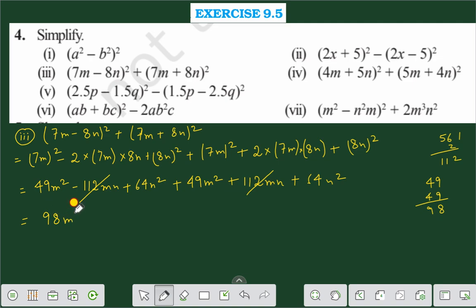m square and 64 n square plus 64 n square. If we add 64 with 64, then 4 plus 4 is 8 and 6 plus 6 is 12. That is 128 n square. This is the answer of question number 3.